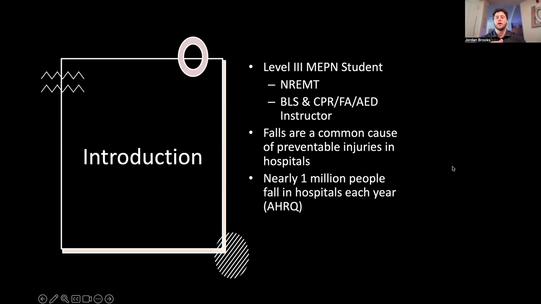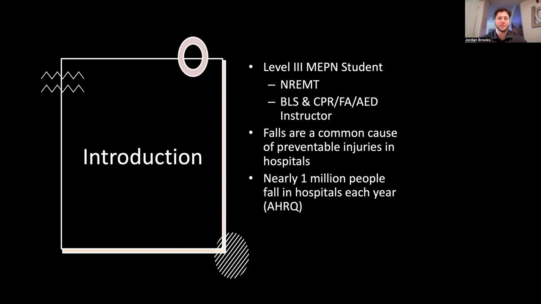I'm a level 3 MEPM student with a background in emergency medicine. I've been an EMT for about 4 years, and I teach BLS, CPR, first aid, and AED on the side. So a lot of my framing comes from this experience with emergency medicine and interacting with critical care patients. But a lot of what I notice is that a lot of patients suffer from falls.